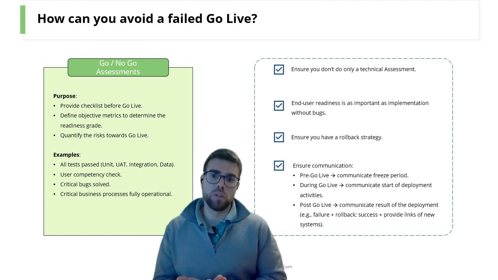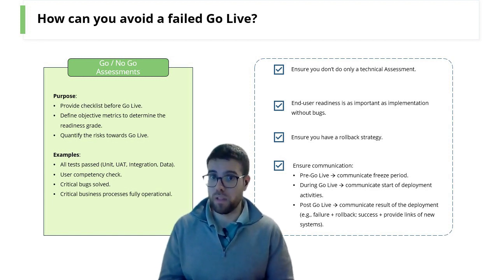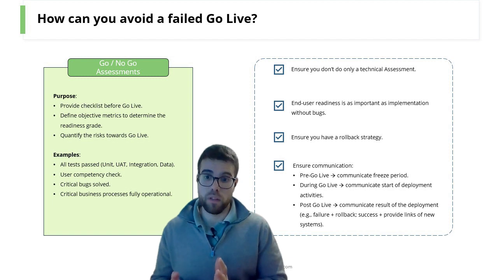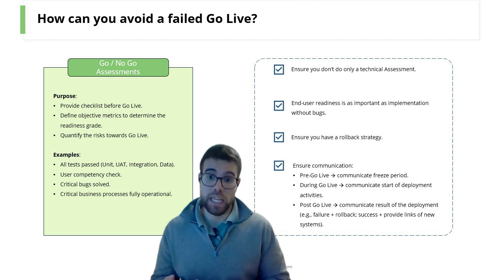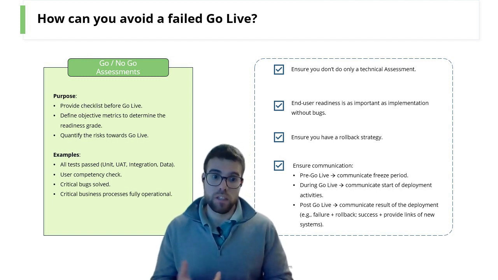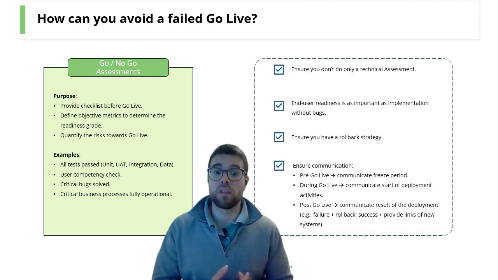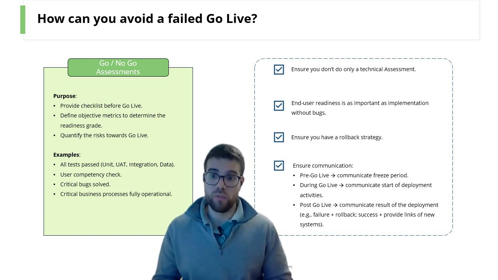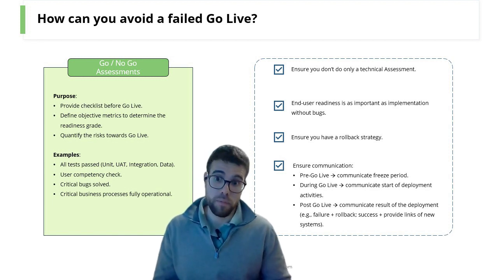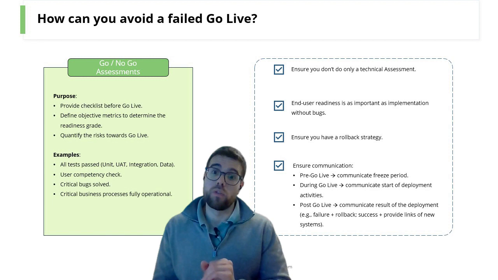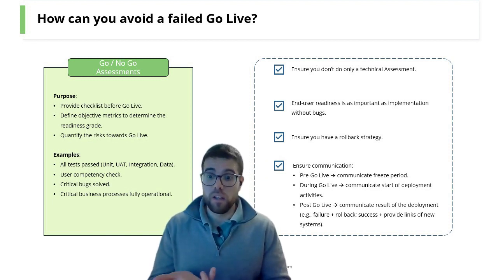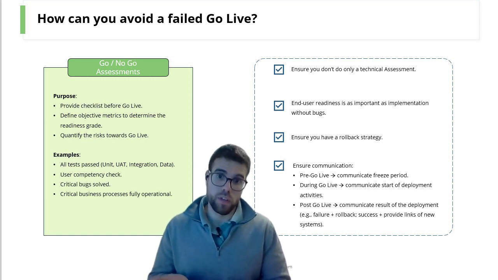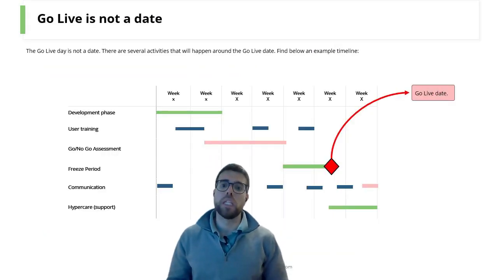But it's important that you don't perform biased assessments, meaning that you don't only focus on the technical aspects. Ensure that you also assess user readiness, real-world training, and change management. This is at least as important as resolving all the software bugs. You need to check that you have also a rollback strategy in case something breaks, and proper communication is maintained during the whole go live process, especially freeze periods, the go live start date, and the actual success or failure of the go live.